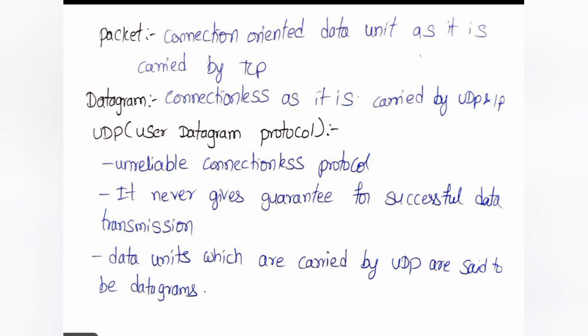Since there is no acknowledgement, it may or may not transmit the data. And data units which are carried by UDP are said to be datagrams. So the data units in the UDP protocol are called datagrams. UDP is a connectionless, unreliable and cost-effective protocol, whereas TCP is a reliable and somewhat costly protocol.